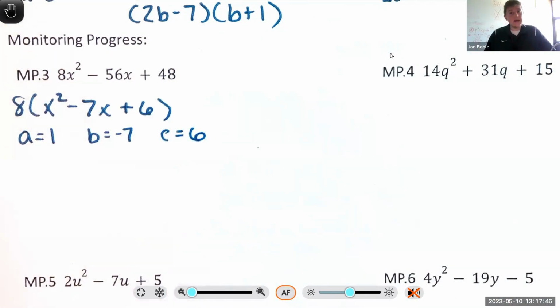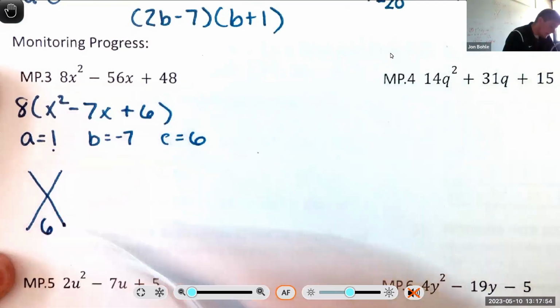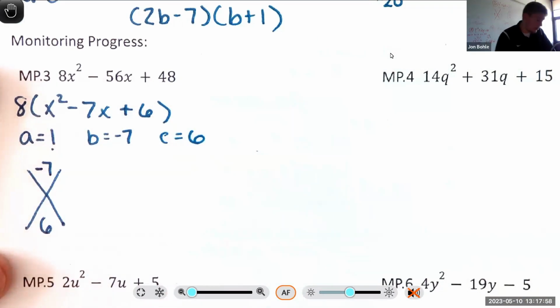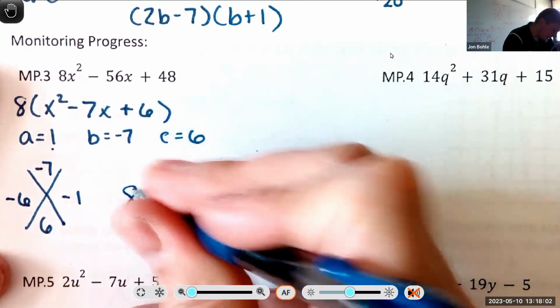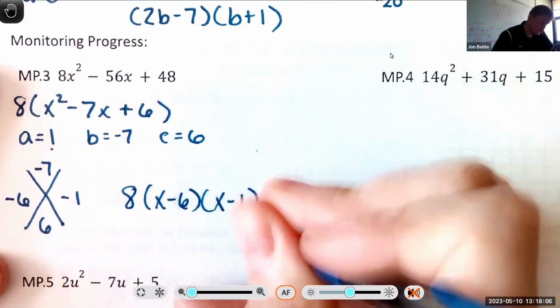Since my A value is 1, I don't need the box. I only need the X, which again makes it easier. So you're looking for numbers that multiply to 1 times 6 and add to -7. Those numbers are -6 and -1. So this is going to factor into 8 times x minus 6 times x minus 1.